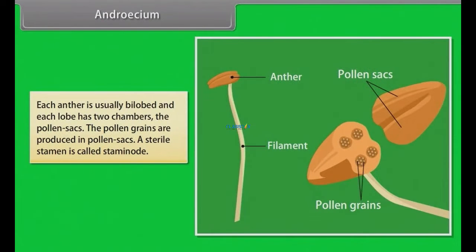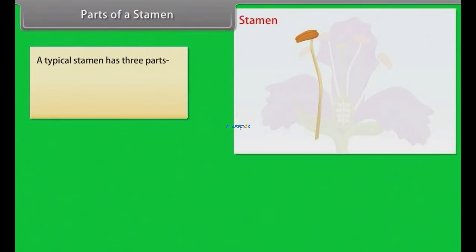Each anther is usually bilobed and each lobe has 2 chambers, the pollen sacs. The pollen grains are produced in pollen sacs. A sterile stamen is called a staminode. A typical stamen has 3 parts: filament, anther, and connective.